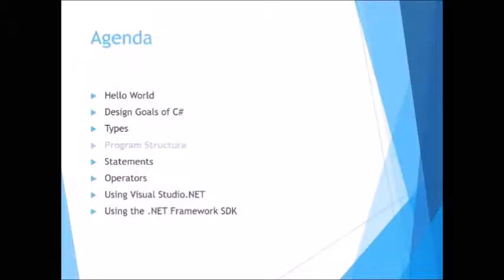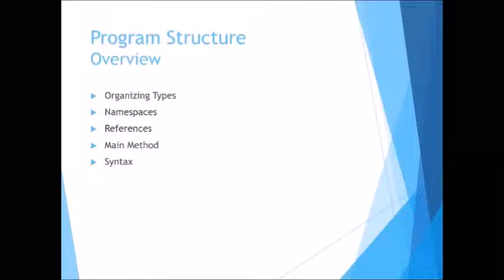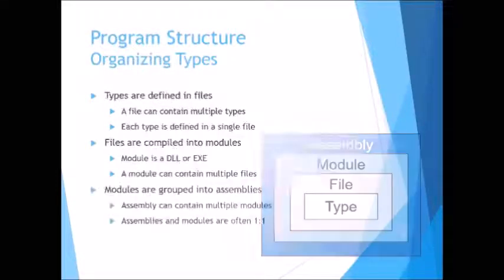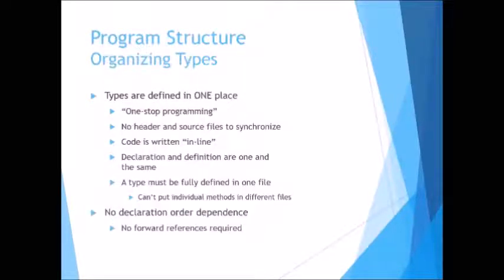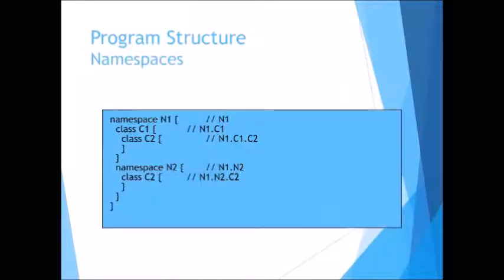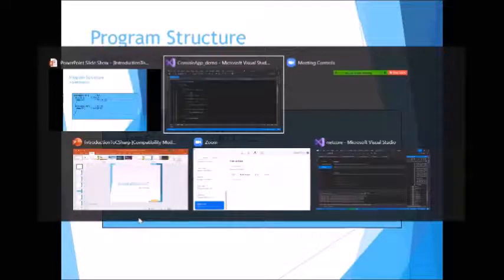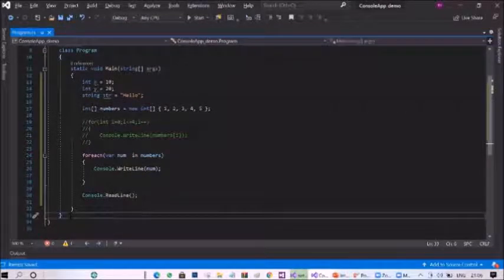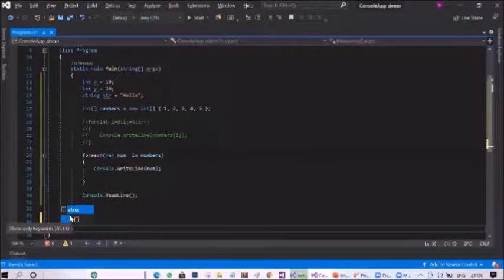Okay, program structure we have already seen. Statements, we'll come back to this. This is the program structure we are defining. The assembly will be the topmost one, then module will be there, file will be there, then type will be there. Okay, we'll go back. This is the way a class will be declared inside every namespace. See, if I come back to this, we have a class called Program. Again, we can create another class. We can give a name XYZ.